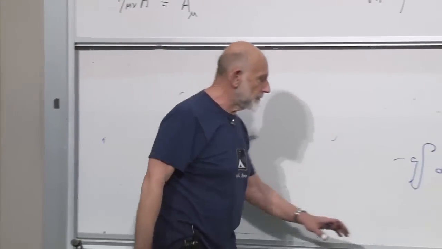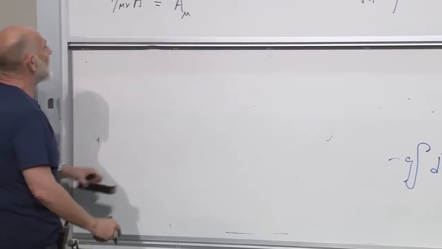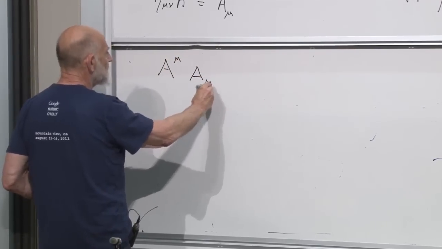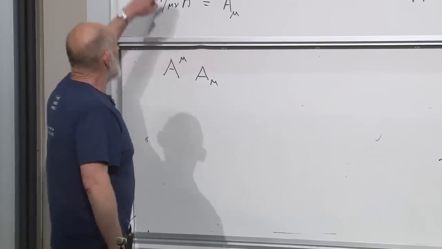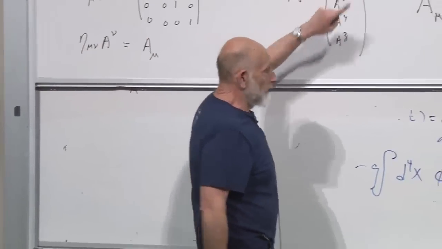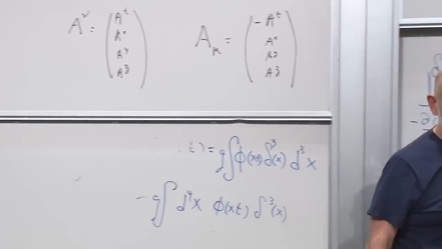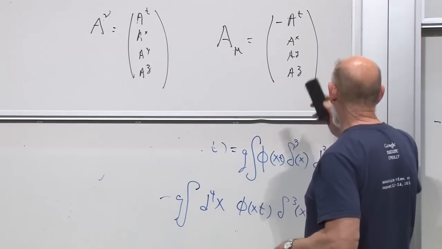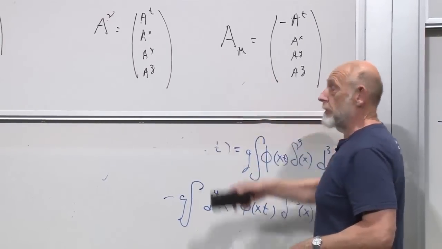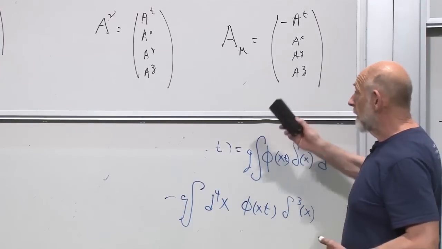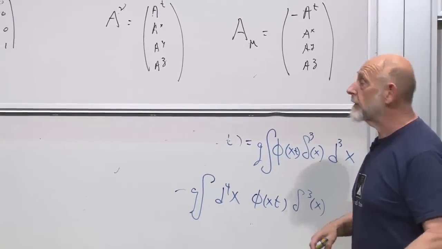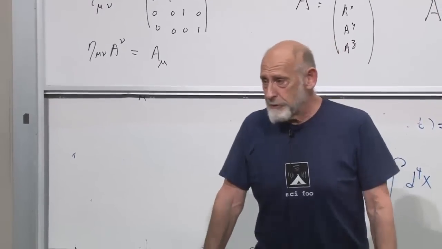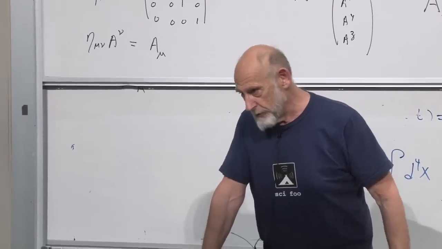and look at the quantity A mu. Incidentally, these things have names. The vector with the upper index here is called a contravariant index. The upper index is called a contravariant index, and the thing with the lower index is called a covariant vector index. Upper, it's contravariant. Lower, it's covariant. But I don't use that terminology because I always forget which is which. I just call them upper and lower. Okay, it's easier to remember.